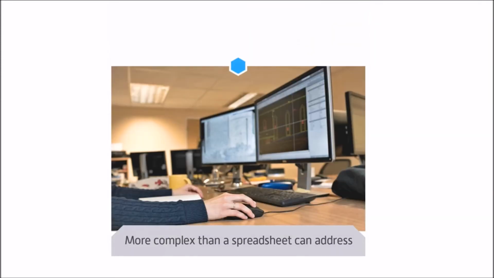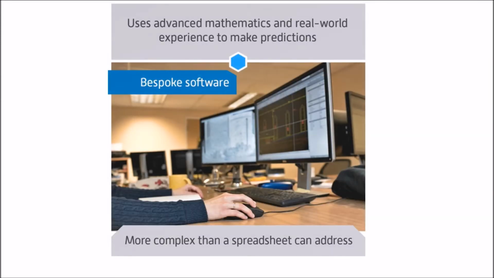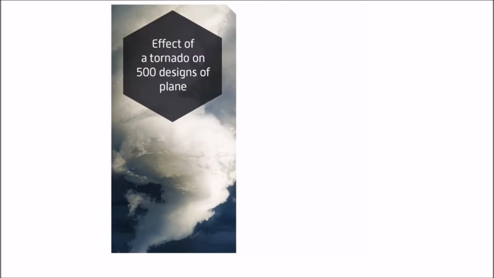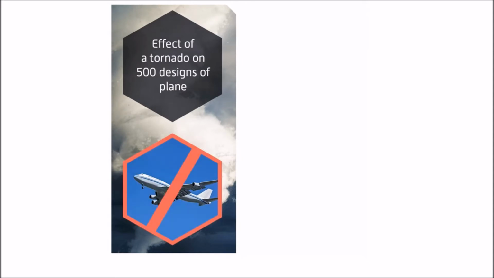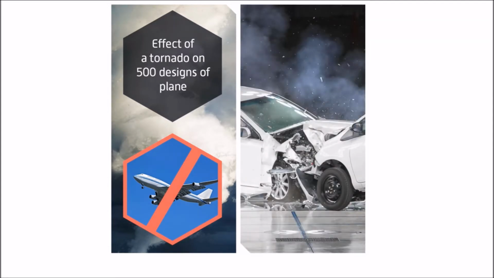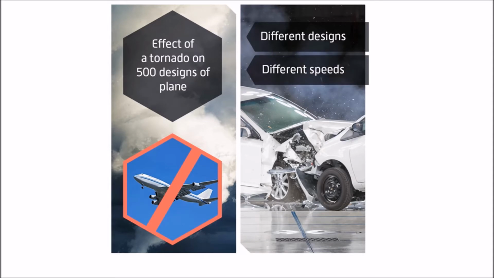Instead, bespoke, custom-made software uses advanced mathematics and experience of real-world situations to make predictions. The advantages of such an approach are clear. You could see the effect of a tornado on 500 different designs of plane without ever having to put expensive aircraft or valuable lives at risk. The same applies to cars. Different designs can be involved in collisions at different speeds and from different angles, with no risk to life or to an actual car. But computer modeling has its limitations too.